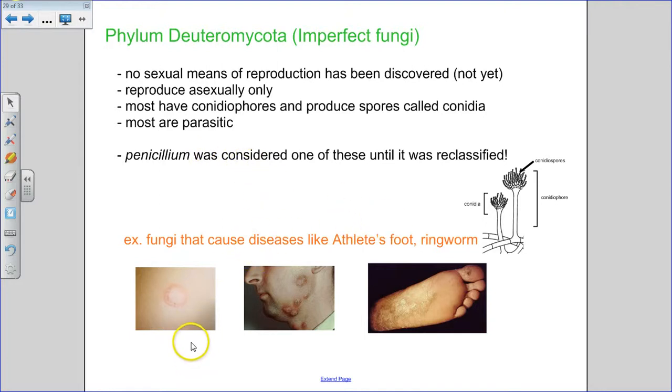Some examples are, this is ringworm, so a fungus that causes ringworm. This one is ringworm on the face, and this is athlete's foot. So these are often found on us too, so there's a lot of parasitic Deuteromycota.